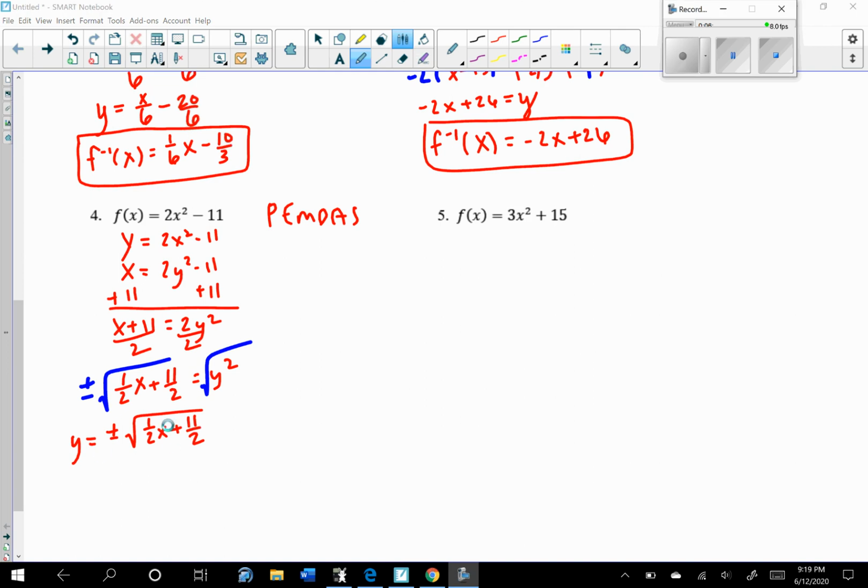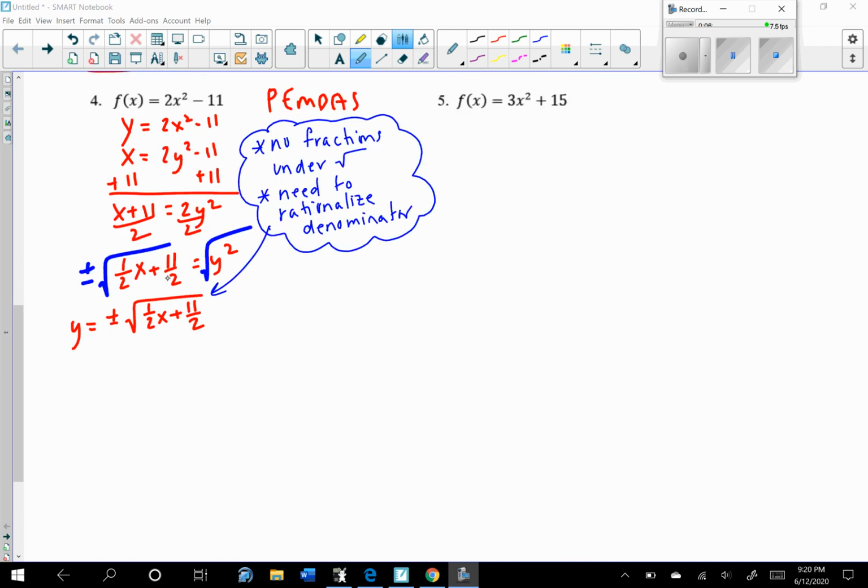So here we have a problem, because remember we learned last year that we don't like to have fractions underneath radicals. That means we just need to rationalize our denominator. When doing that, it's a lot easier to work with this as one fraction rather than two. So I'm going to rewrite it back as we had it before, because it's not linear: plus or minus the square root of x plus 11 over 2. Now that I have that as one fraction, it's a lot easier to see how to rationalize the denominator, which we did last year.